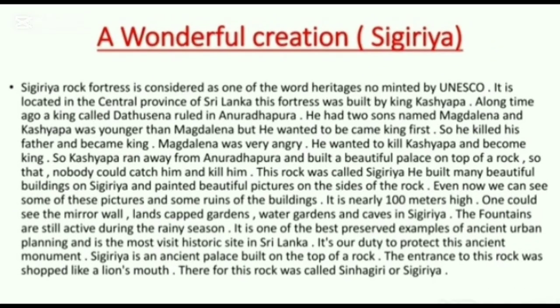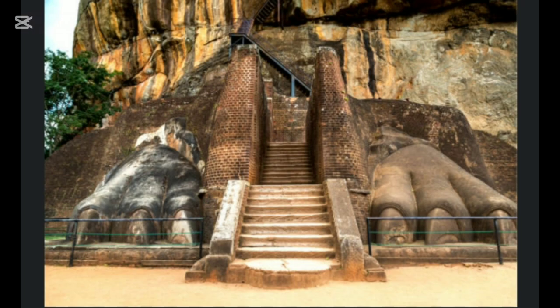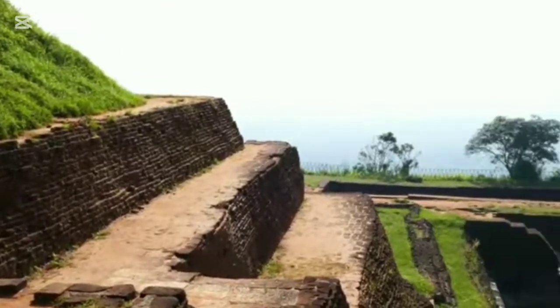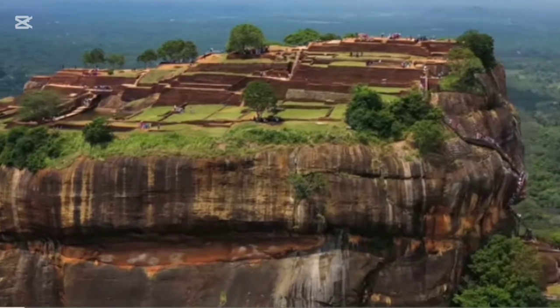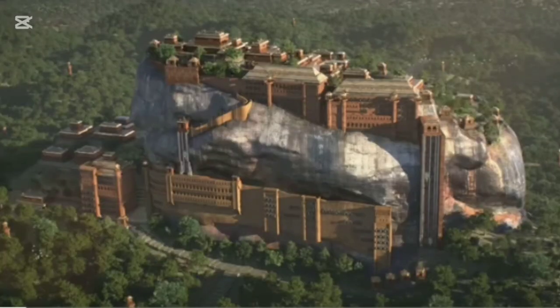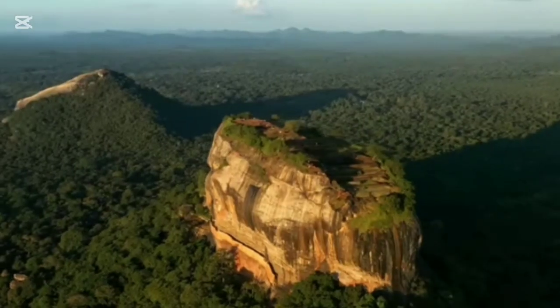Sigiriya is an ancient place built on the top of a rock. The entrance to this rock was shaped like a lion's mouth. In Sinhala, the word for lion we say Sinhaya. Therefore, this rock was called Sinhagiri or Sigiriya. It is a place that everyone should visit to see the wonder of the past.